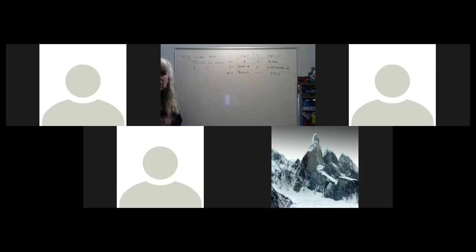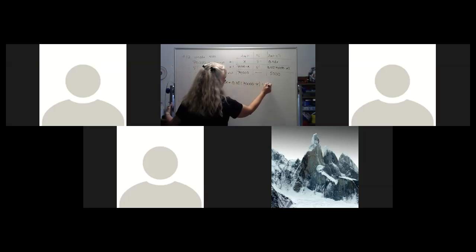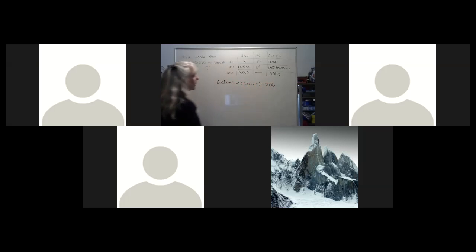Okay, and how do you write your equation from there? Or what would the equation be? 0.08x plus 0.05 parentheses 70,000 minus x equals 5,000. Beautiful. That's it. You got it.